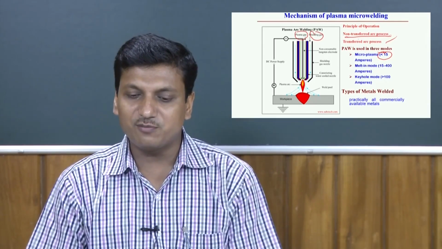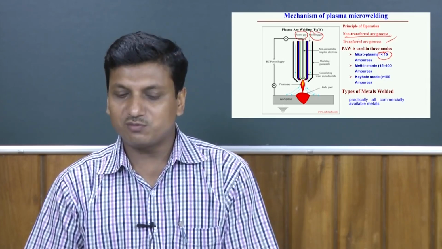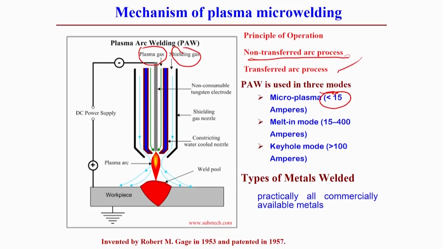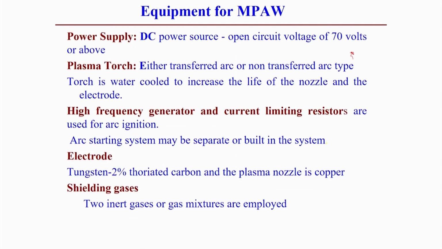For micro welding, we generally use the non-transfer arc welding process. For micro welding application using plasma arc welding, the current should be less than 15 ampere, compared to the other two modes, melt-in mode and keyhole mode, where the level of current will be different. Practically all types of material can be processed using the plasma arc welding process.